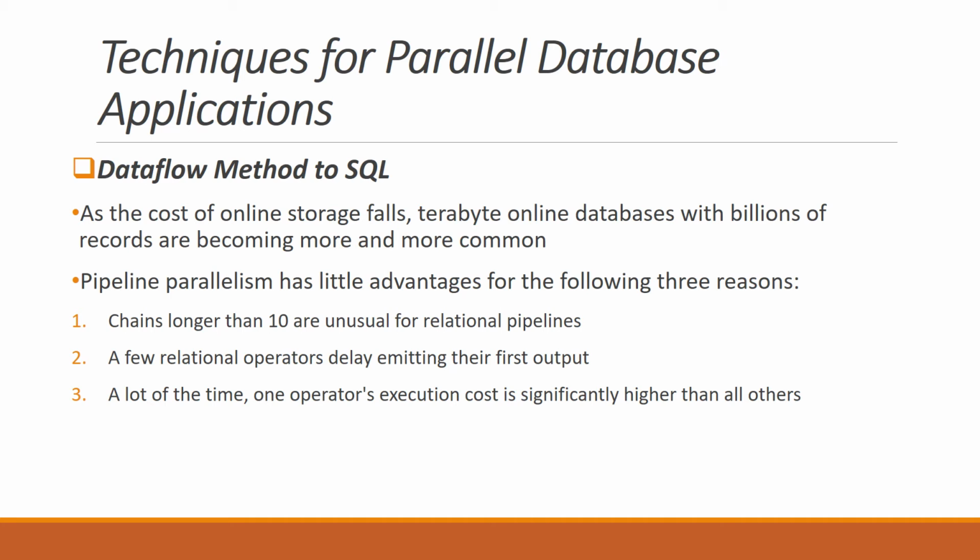Pipeline parallelism has little advantage for the following three reasons. First, relational pipelines are rarely extremely long; chains longer than 10 are unusual. Second, a few relational operators delay emitting their first output until they've consumed all their inputs. This property belongs to aggregate and sort operators. Pipelining these operators is not possible. Third, a lot of the time, one operator's execution cost is significantly higher than all others. The speedup provided by pipelining in such circumstances will be very constrained.